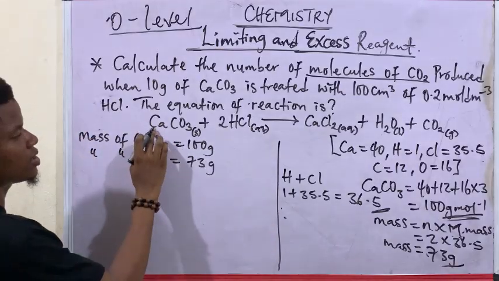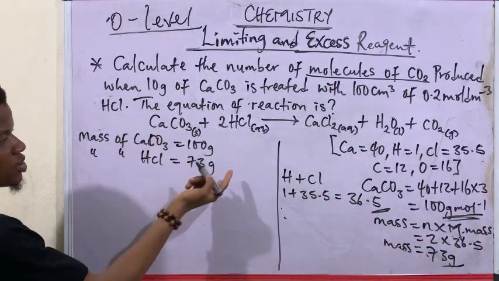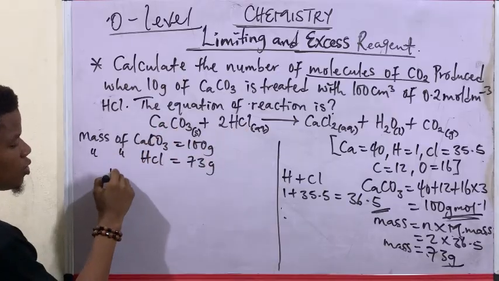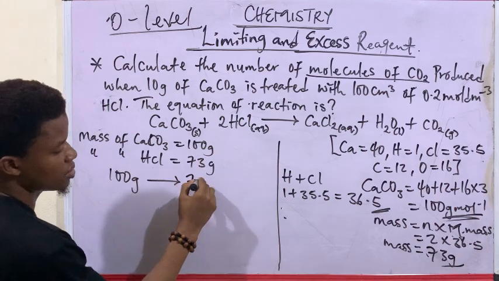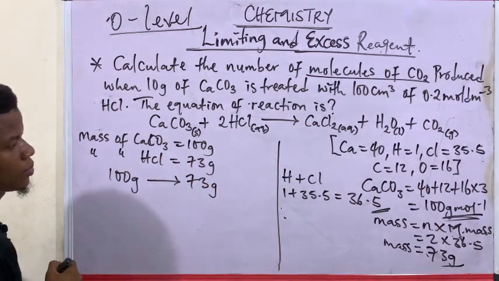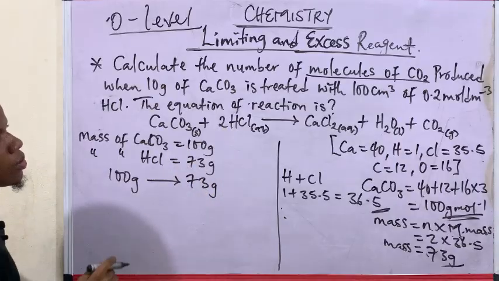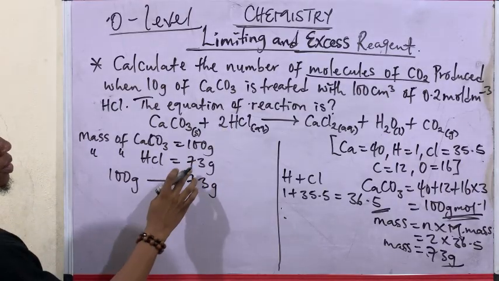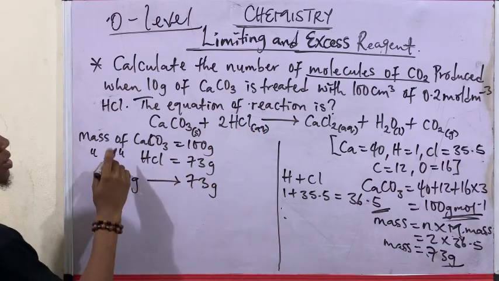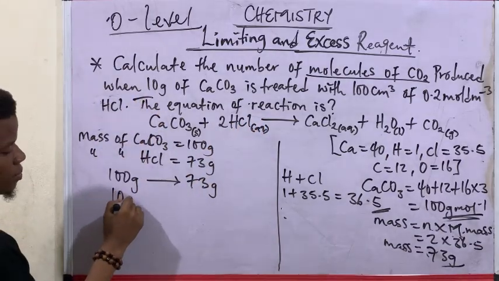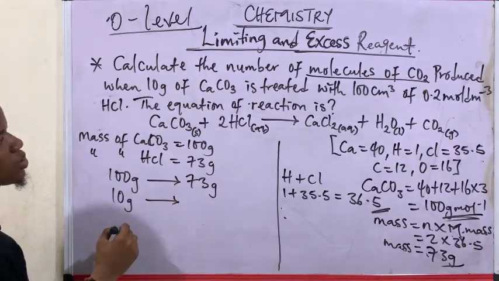Now let's go into it properly. Look at this: 1 mole of CaCO3 is 100 grams. So from the balanced equation, 100 gram of CaCO3 reacted with 73 gram of 2 moles of HCl. Therefore, 10 gram of CaCO3 we react with.